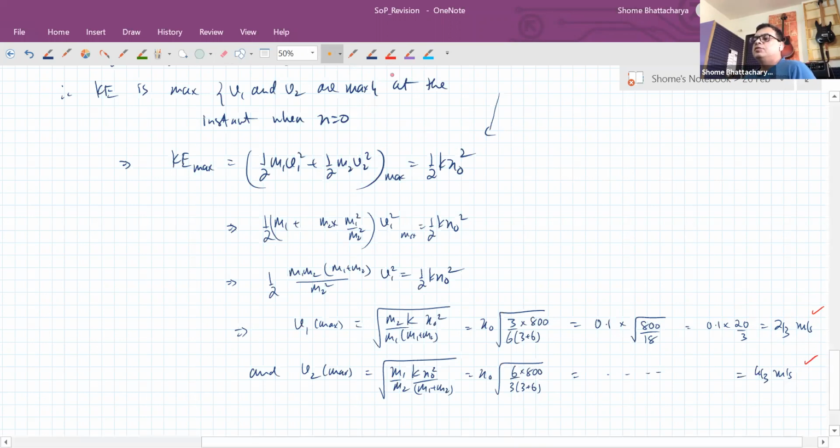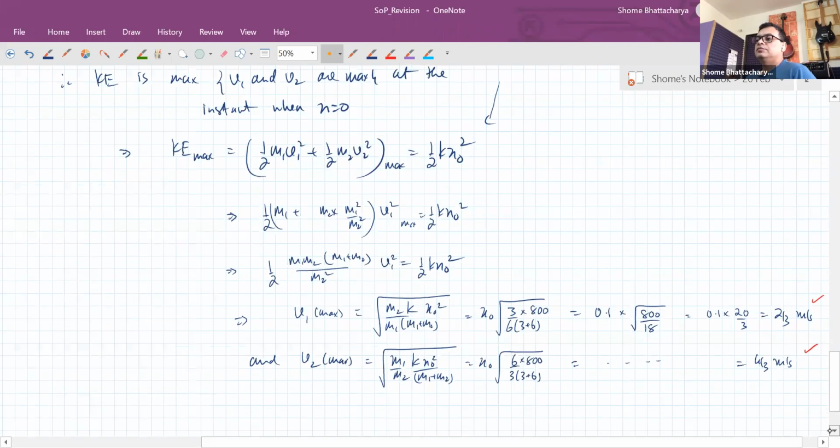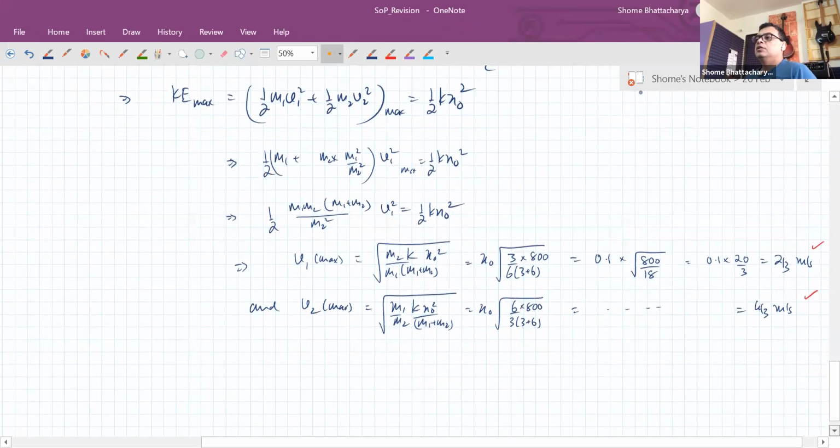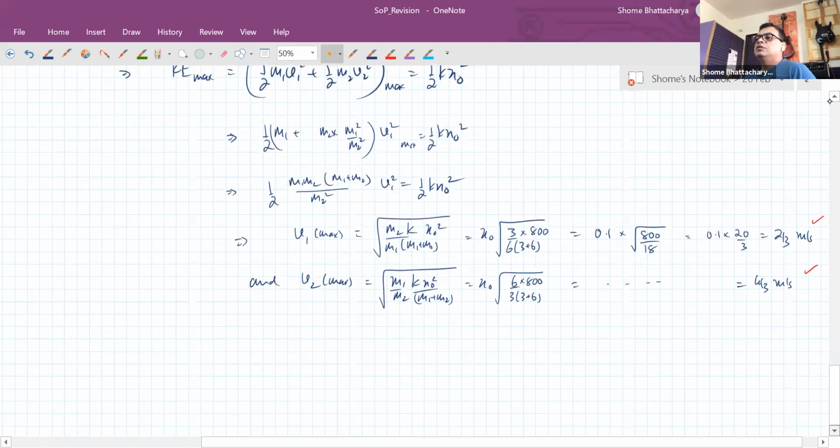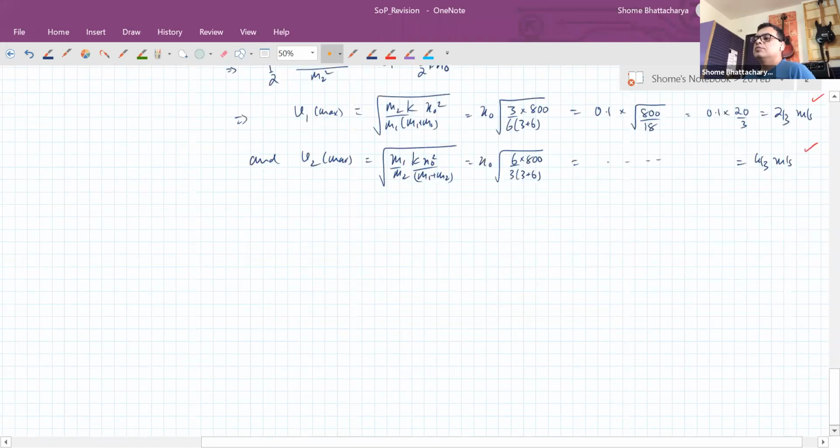So this was a typical example of the application of linear momentum conservation, which becomes something important at our level. And in this question, we saw additionally, along with linear momentum conservation, we are also using conservation of mechanical energy. Next, let's move on to another type of example of the same.